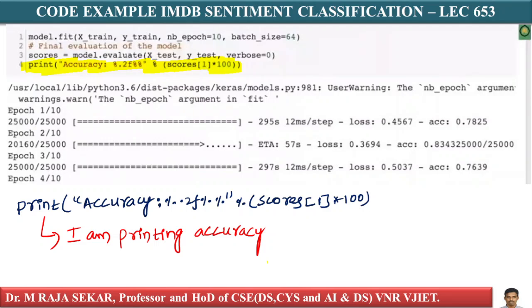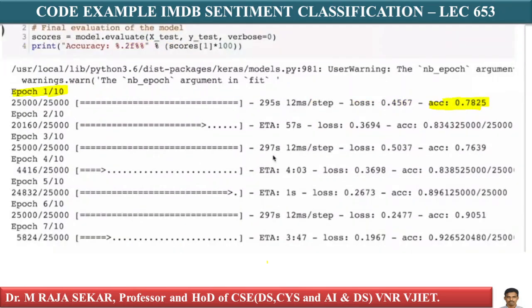If you see the accuracy at epoch 1, it is 0.78, and epoch 2 is 0.8434. Something went wrong in epoch 3, that's why the accuracy is reducing. Again at epoch 4, 0.8, and so on and so forth. You will repeat it for 10 epochs, isn't it? Ultimately at the 7th epoch it is giving 0.926 accuracy.